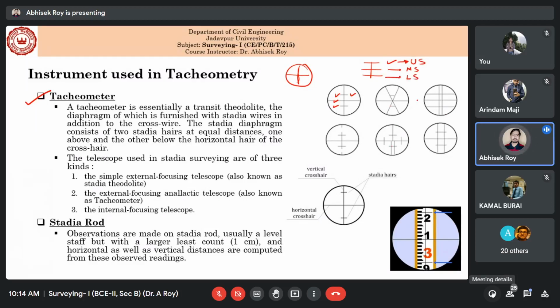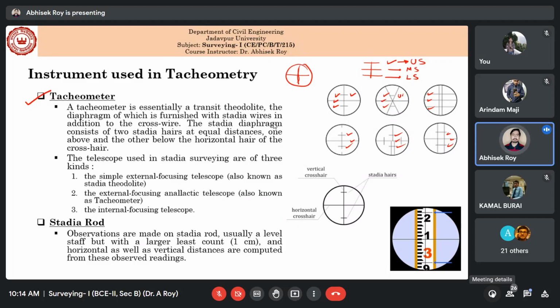You can see here all the diaphragms are there, where you can see this upper stadia, middle stadia and lower stadia, all these three are there. You can see 1 2 3, 1 2 3, 1 2 3. So upper stadia, middle stadia and lower stadia, these three should be there.